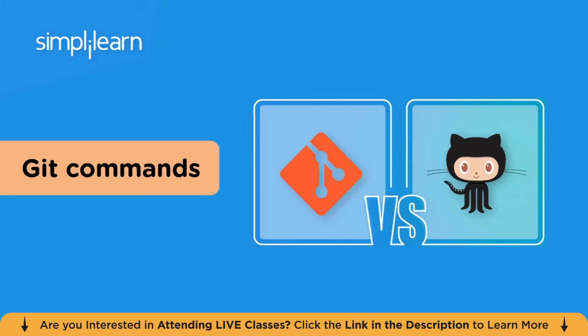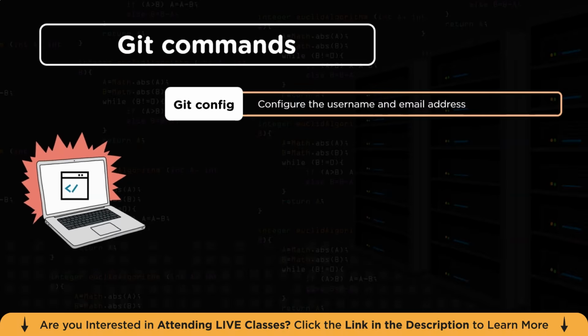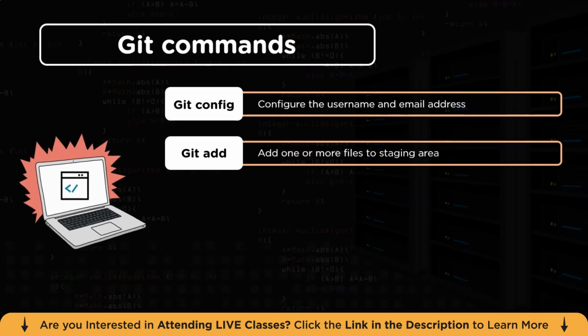Now, when we are all aware of Git and GitHub, let's have a look at some prominent commands used in Git. First command is the git config command. This command helps in configuring values on a global or local project level. It helps in configuring the username and the email address when we first begin with Git. Second command is the git add command. It is used for adding any number of files to the Git repository. It could be one file, two files, or an entire folder. All of them could be added to the repository using this command.